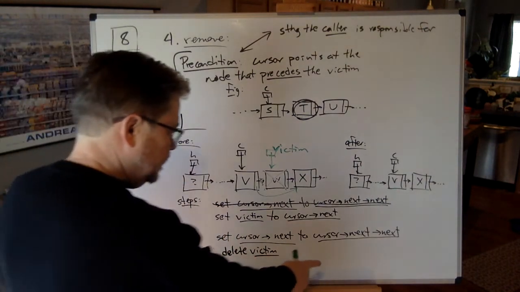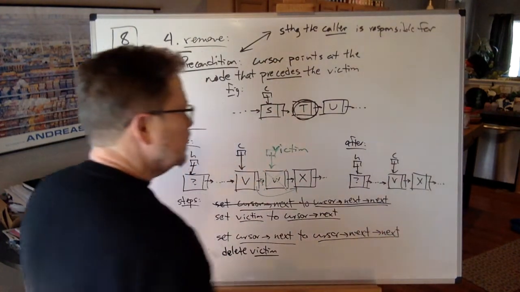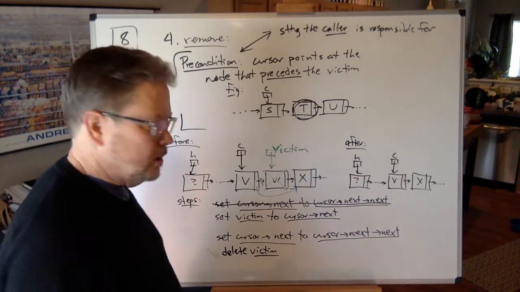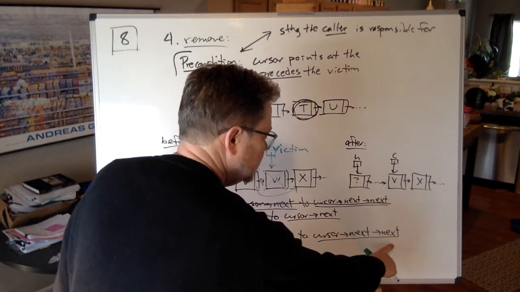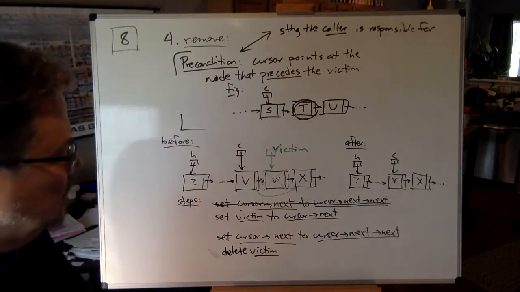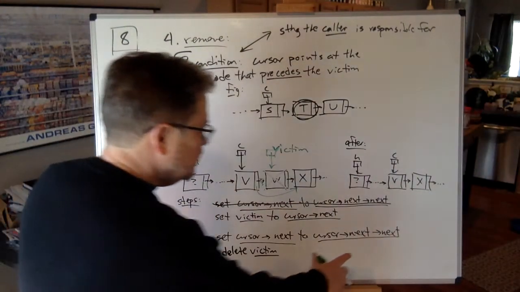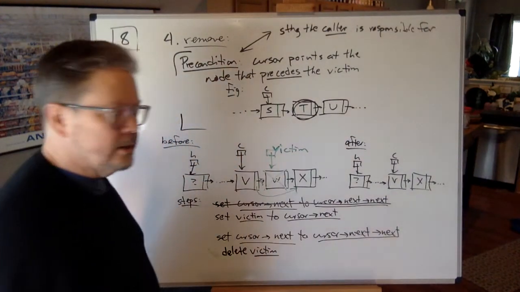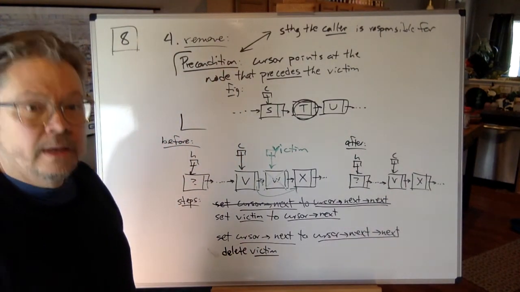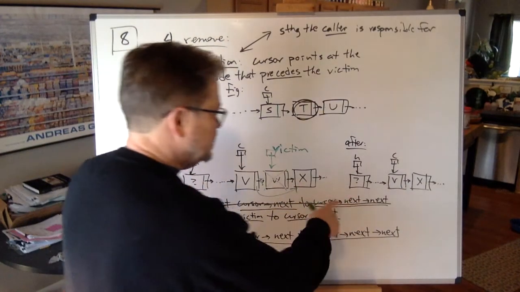Look at this. We didn't test that. That's a string of pointers. The only one of those that could possibly be 0 without crashing the program is this one. What about this one? Cursor arrow next. Trout, no. Trout, no. Is there even the possibility that cursor arrow next could be 0? Yes. Cursor arrow next is 0 if cursor points at the last node in the list.